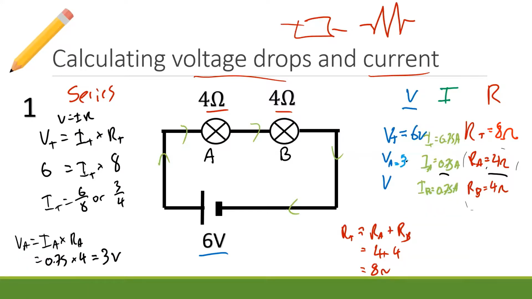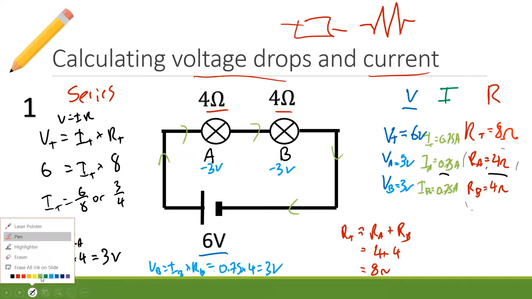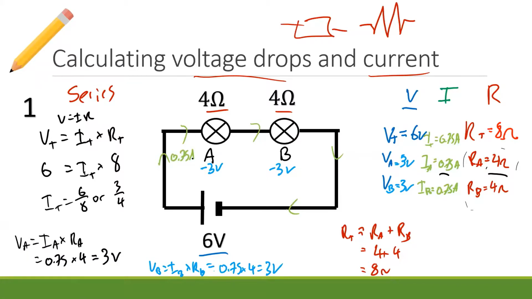I'm going to do this again in a light blue because this is something we've calculated. And then for VB, it's actually the exact same. VB equals IB times RB equals 0.75 times 4 equals 3 volts. So that means, what is the voltage drop over each resistor? We lose 3 volts over each resistor. What is the current? The current is 0.75 amps. And that is all that we can calculate, and we've actually figured out everything we need to do for this first circuit.